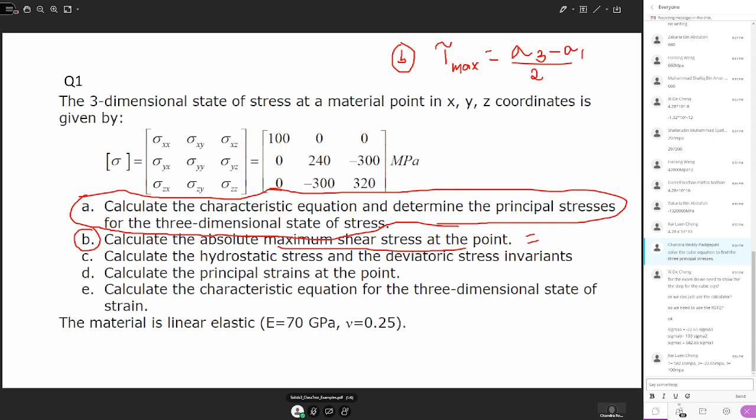So this will be your maximum shear stress. So sigma 3 minus sigma 1. Oh, I'm sorry, it should be sigma 1 minus sigma 3. So the maximum minus minimum. So any answer, guys? Sigma 1 minus sigma 3. So sigma 1 is our maximum, sigma 3 is the minimum.